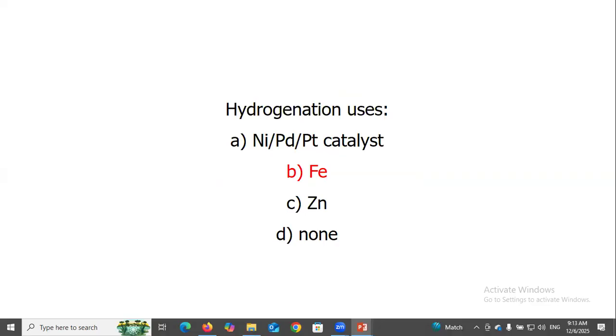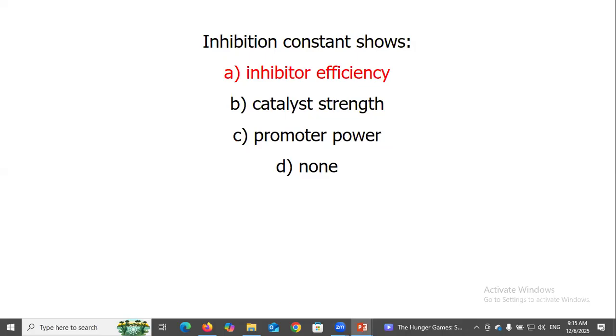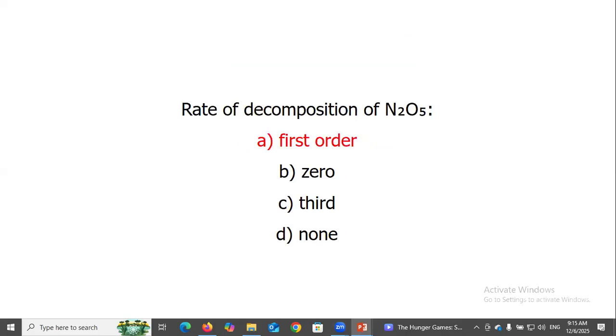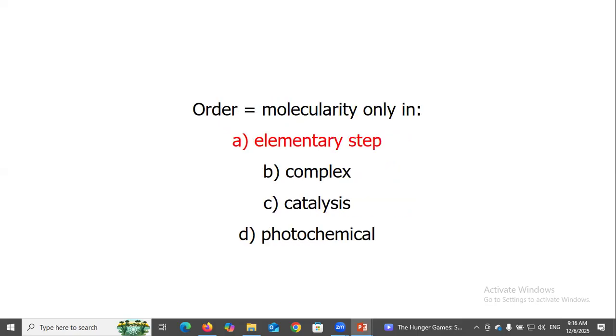Hydrogenation uses nickel, platinum catalyst. Enzyme optimum pH is around 7. Inhibition constant shows inhibitor efficiency. Rate of decomposition of dinitrogen pentoxide is first order. Order is determined from experimental rate data. Order equals molecularity only in elementary steps.